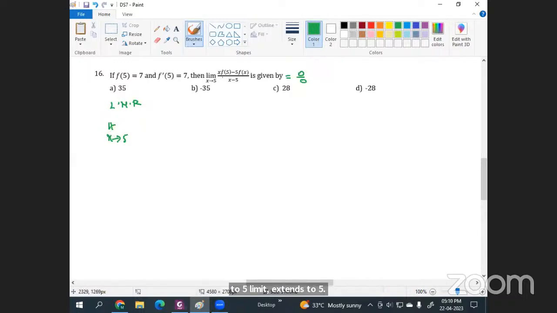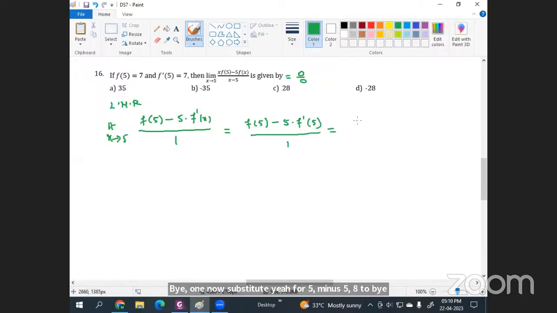The derivative of x is 1, so f of 5 minus 5 into f dash of x by 1. Now substitute f of 5 minus 5 into f dash of 5 by 1. F of 5 is how much? 7 minus 5 into 7 equals 7 minus 35, that is minus 28. So D is the right option.